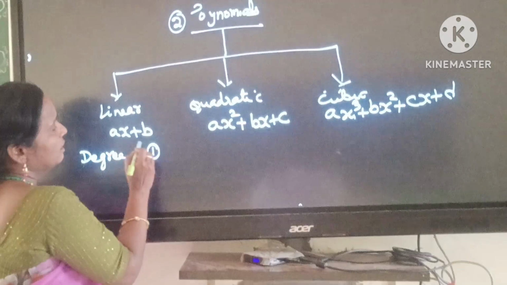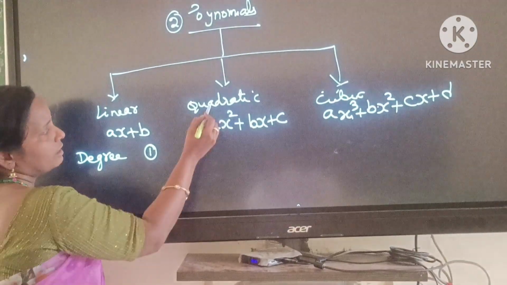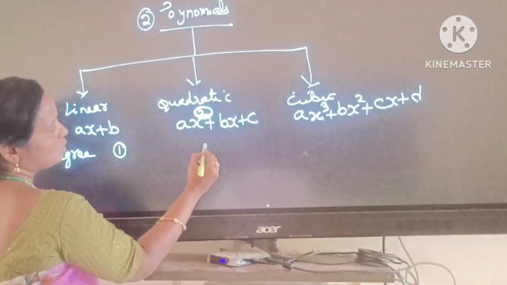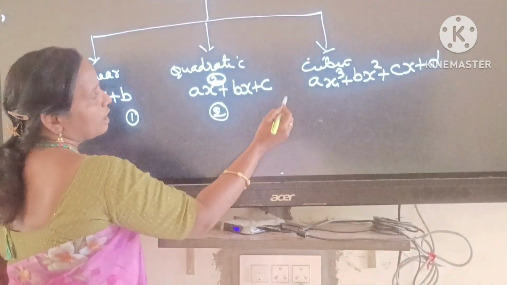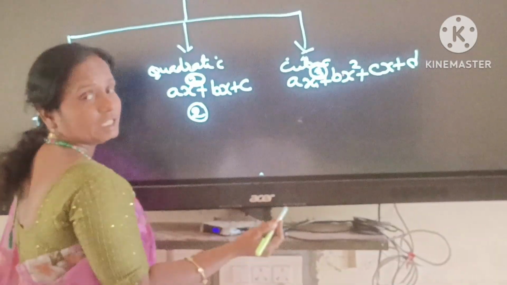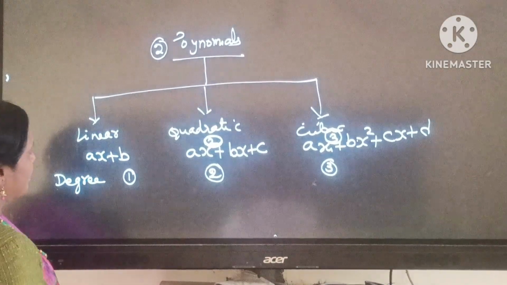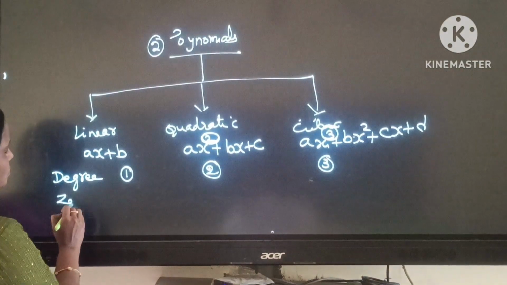Next, degree. Linear polynomial has degree 1. For a quadratic polynomial the highest power is 2, so the degree is 2. For a cubic polynomial the highest power is 3, so the degree is 3. Next, number of zeros.